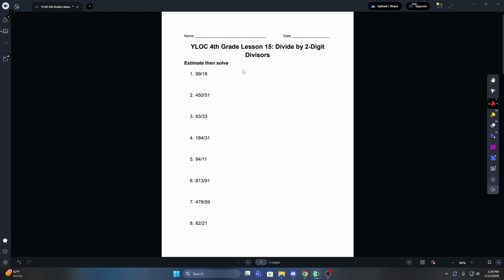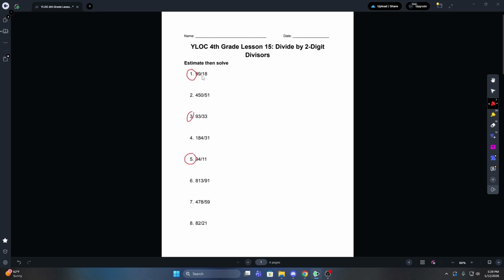Hello, welcome to 4th grade lesson 15, dividing by 2-digit divisors. Estimate, then solve. We're going to be doing what we've been doing so far. It's going to look very similar, but we'll be working with bigger divisors. So we're going to go ahead and try 1, 3, and 5.